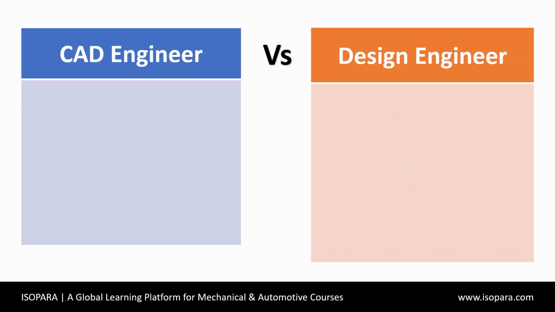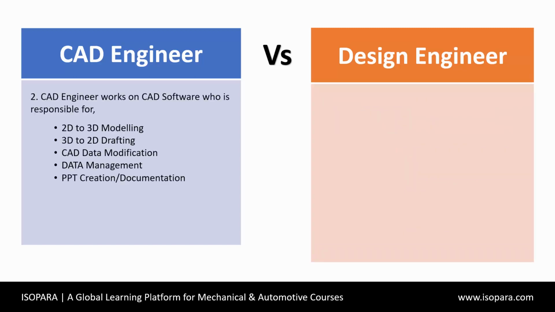The second point is, a CAD engineer works on CAD software and is responsible for 2D to 3D modeling, 3D to 2D drafting, CAD data modification, data management, and PPT creation and documentation. Here, only CAD software related responsibilities are there.